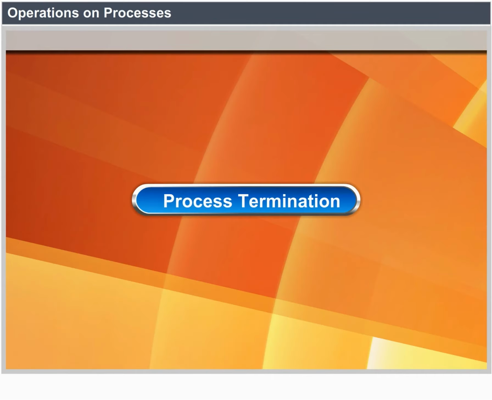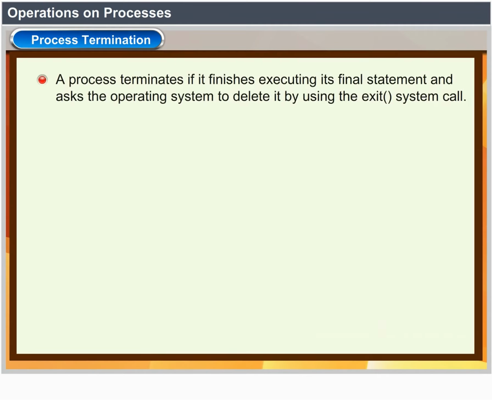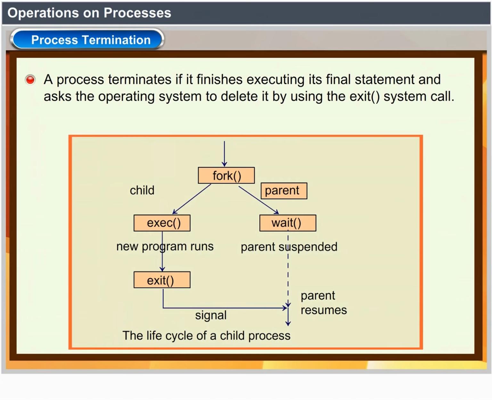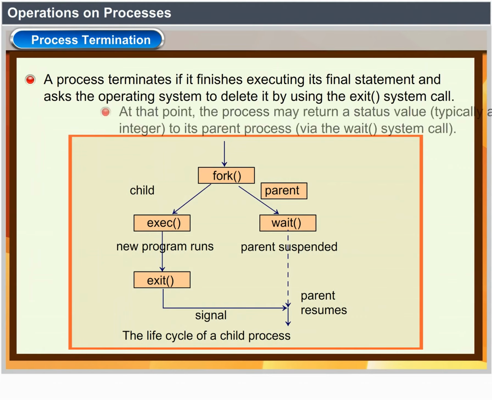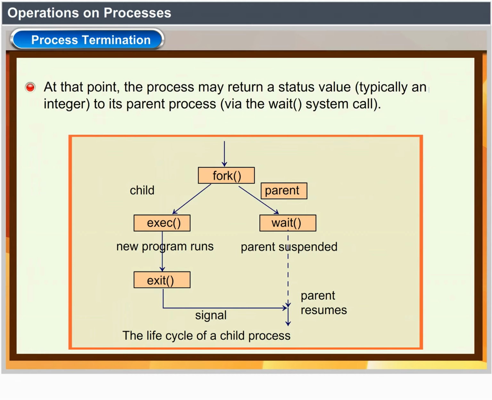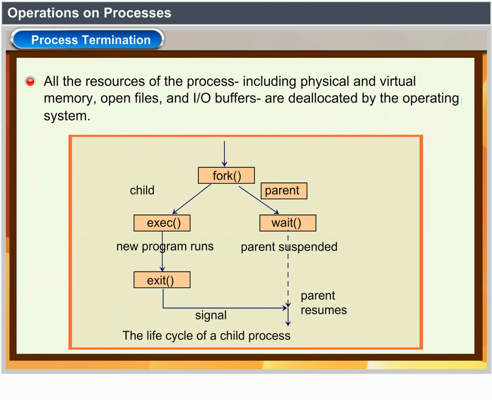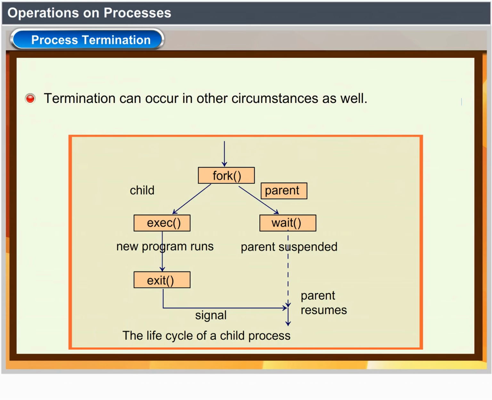Process termination. A process terminates when it finishes executing its final statement and asks the operating system to delete it by using the exit function system call. At that point, the process may return a status value, typically an integer, to its parent process via the wait function system call. All the resources of the process, including physical and virtual memory, open files, and input-output buffers, are deallocated by the operating system. Termination can occur in other circumstances as well.